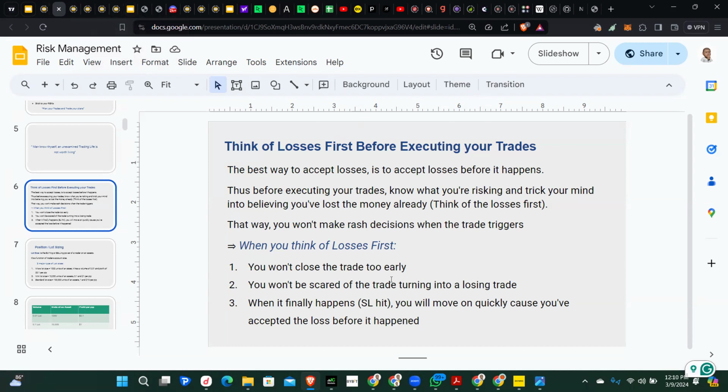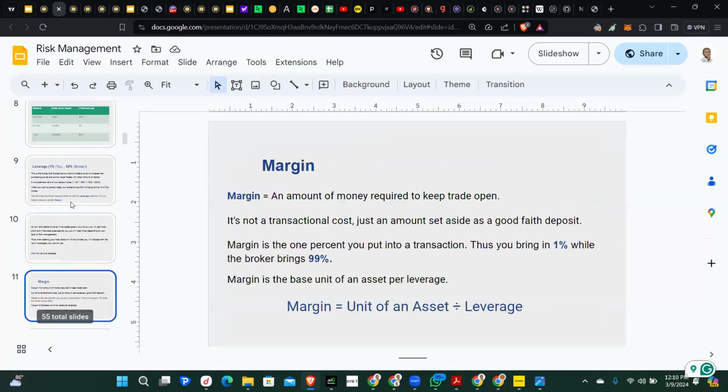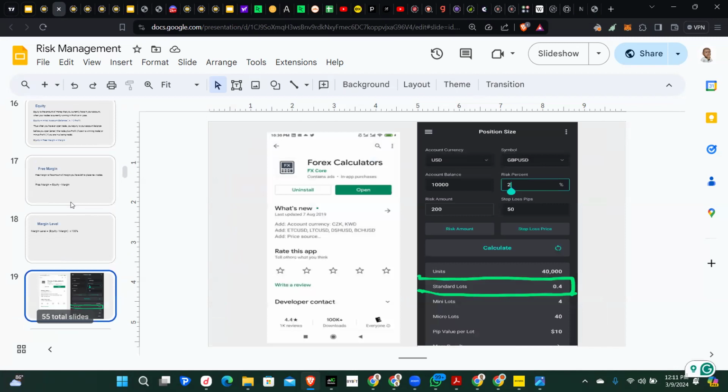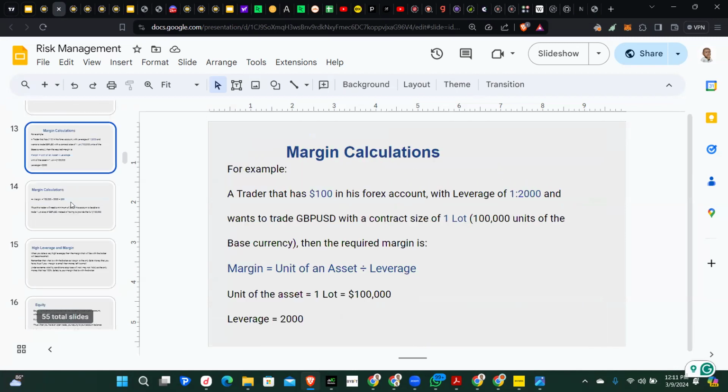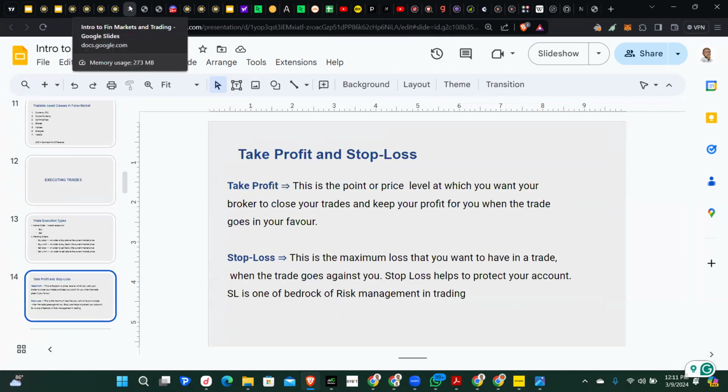So we still do this more when we come to the risk management section, and also how you do the calculation using the lot size calculator and the rest to know the maximum loss we are going to have in the trade. But for now, let's focus on understanding the basics. So it's the maximum loss that you want to have in a trade when the trade goes against you. So it helps you to protect your account. This is very, very important.